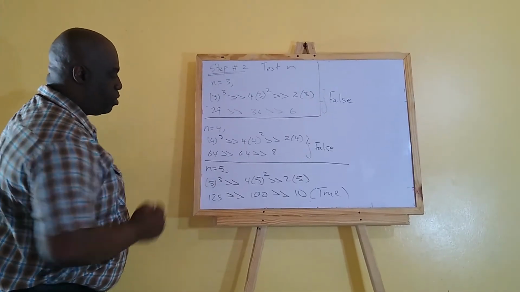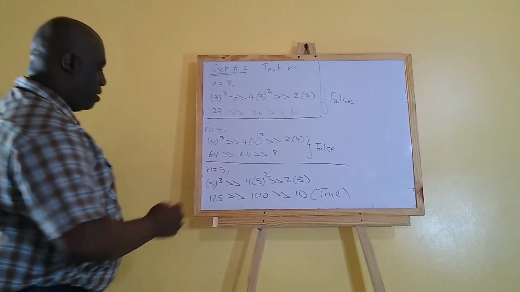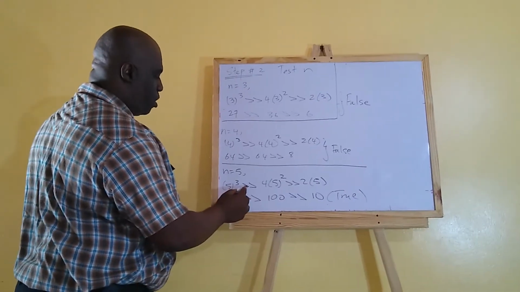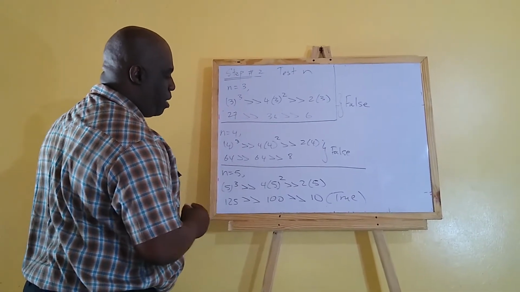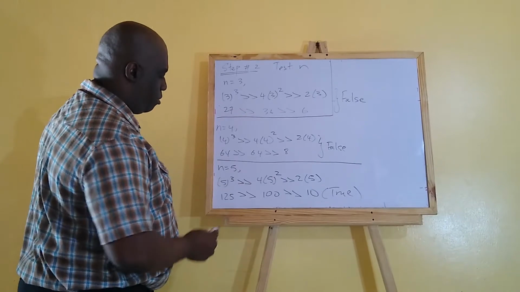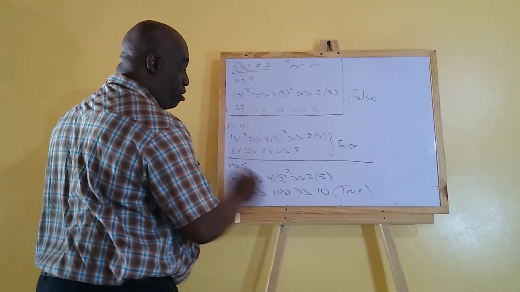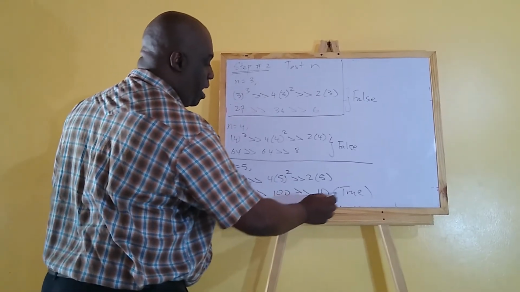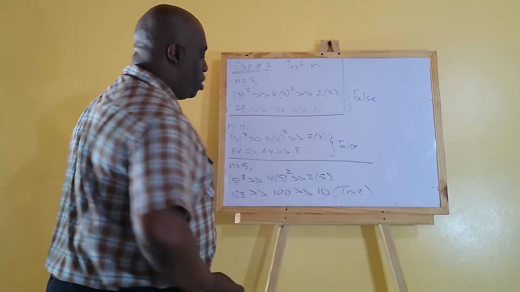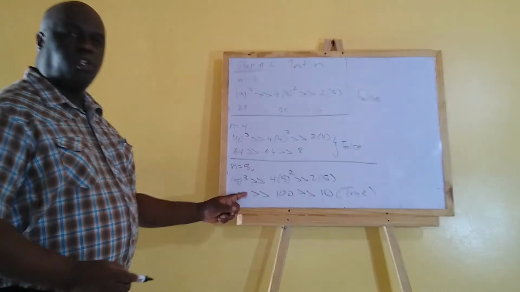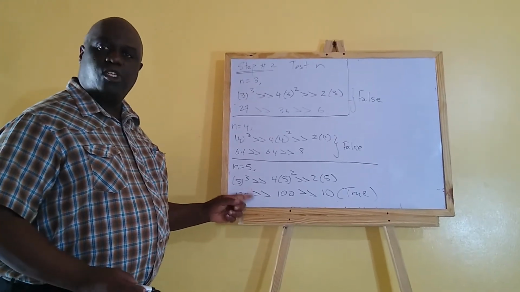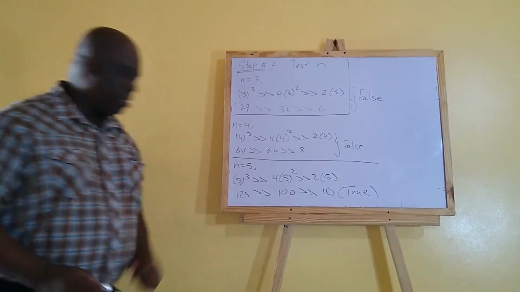So we move now down to when n equal 5. This gives us what? 5 cubed, much greater than what? 4 times 5 squared, much greater than what? 2 times 5. Finally, we now see that 125 is much greater than 100, is much greater than 10, and hence true. So this is what we will now use to fashion our final solution step. Just in a moment.